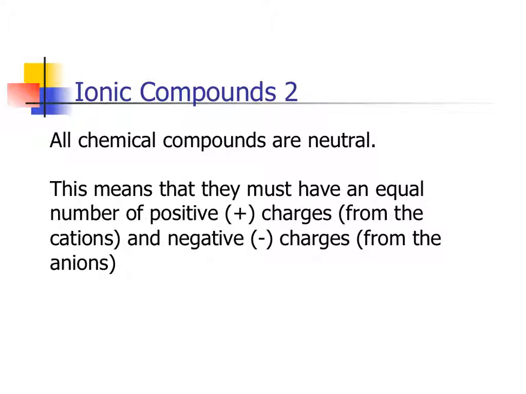So one of the big things that we need to understand is that all chemical compounds are neutral. That means the number of positives needs to equal the number of negatives. The number of cations needs to equal the number of anions. There are a couple of different methods for doing that, and we'll show both of them. One of the methods is a little more widely used than the other. But ultimately, the positives need to equal out the negatives, so they need to be neutral, meaning no charge.